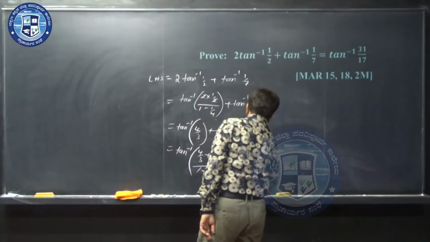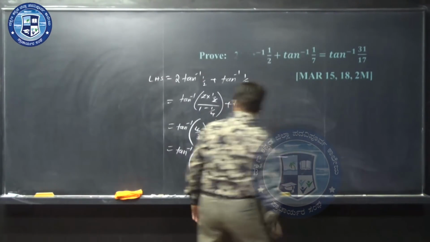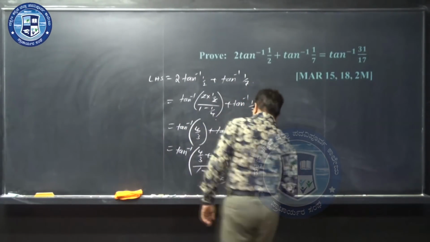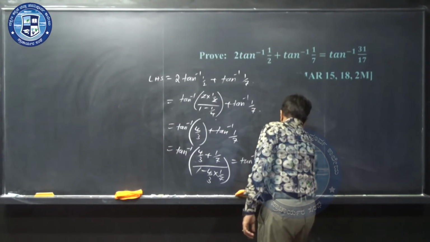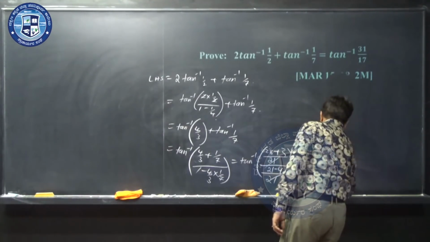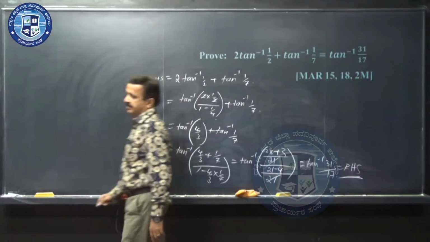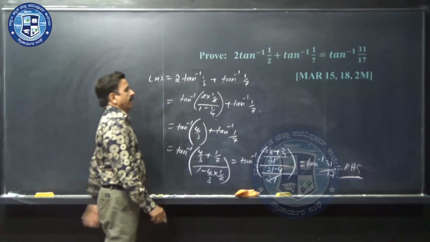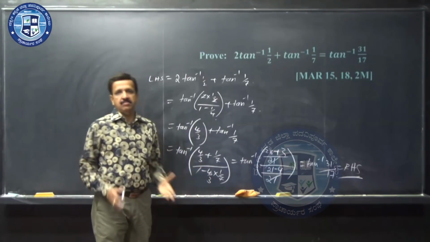That is equal to tan inverse of, 21 is the common denominator, and here 7, 28, (28 plus 3) divided by 21 here, and here 21 minus 4, 21 cancels. That is equal to tan inverse of 31 divided by 17, that is equal to the right hand side. Yes, over. Simple. Some simplification is involved like this, that is it. This type of simplification you will enjoy when you practice. So, you need to practice.